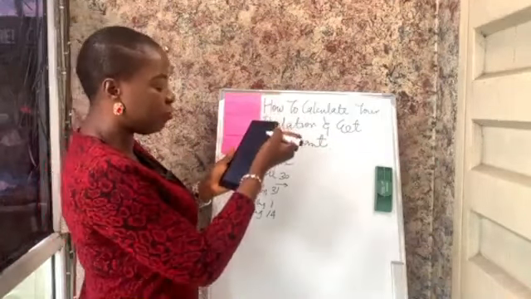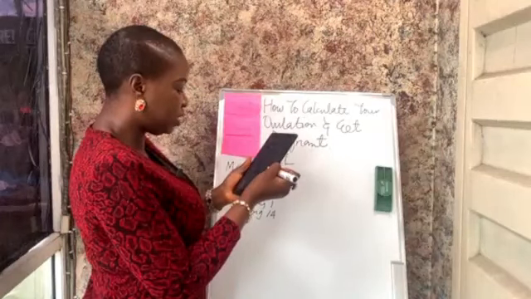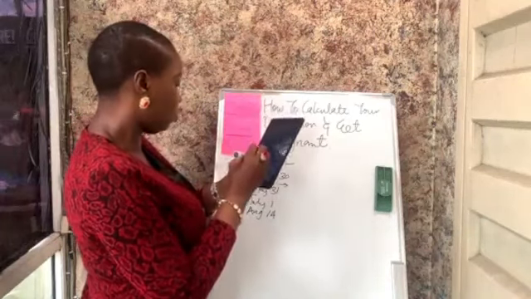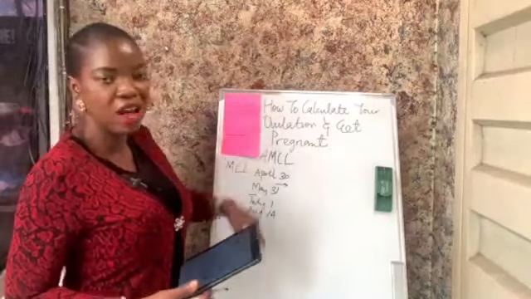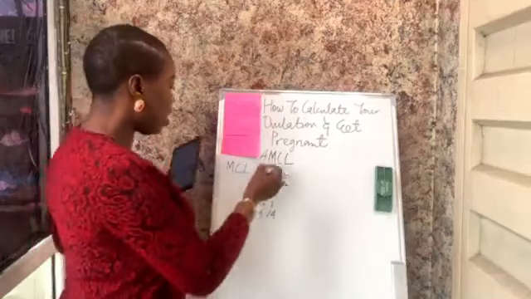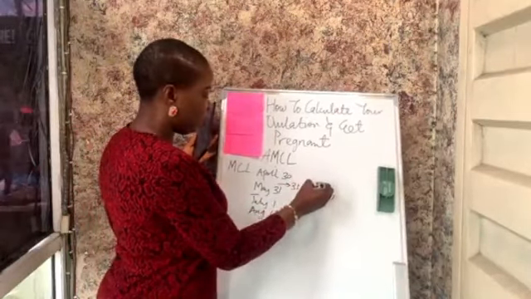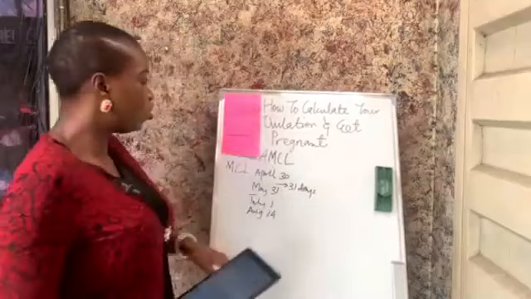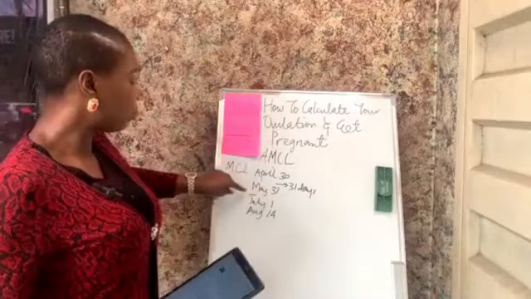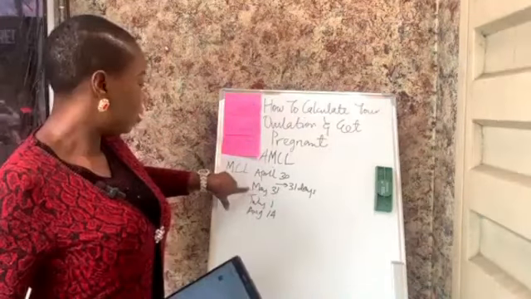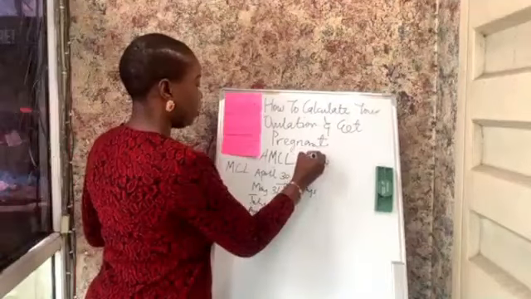So I have 7, 14, 21, 28, 29, 30, 31. It took 31 days for her to have another menses. So from this day to this day was 31 days. This was Mrs. Erica's menstrual cycle length for this period.